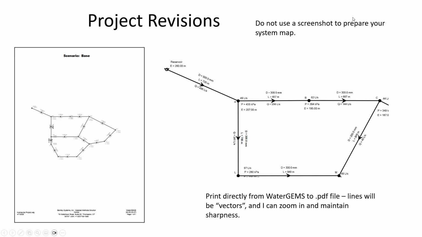So please print directly to PDF. It doesn't matter if the network is only a portion of the page, I can still zoom in and see what I need. You could get it to fill more of the page if you print in landscape instead of portrait. That's another way to maximize the real estate. But the main thing is don't just do a screenshot of your project map. Any questions about either of these requests?